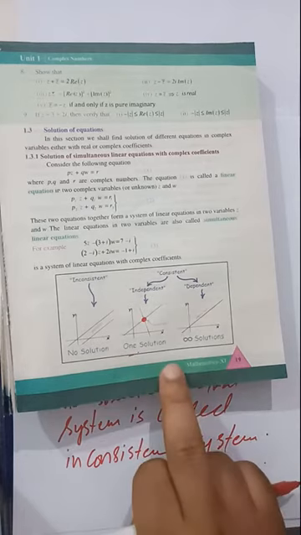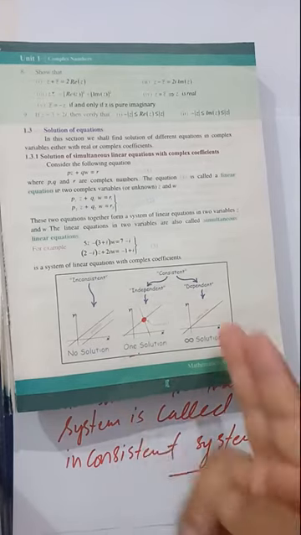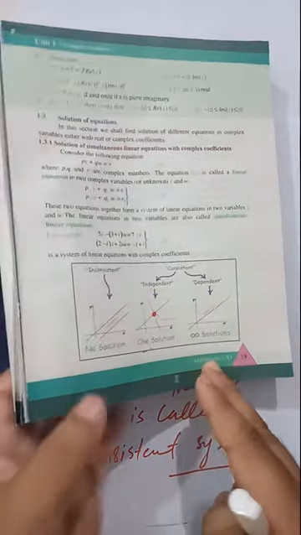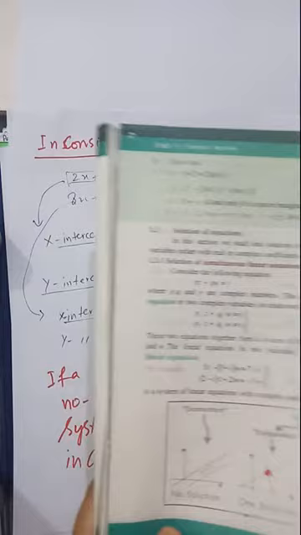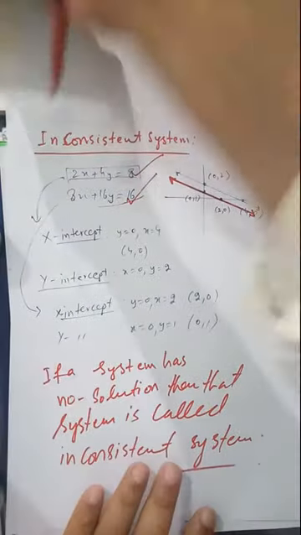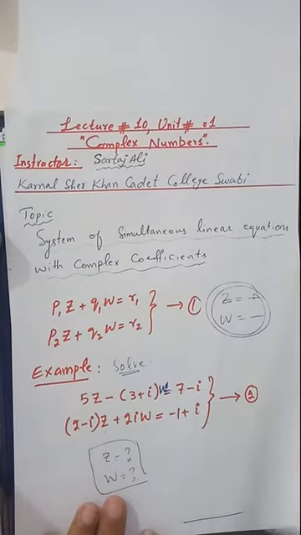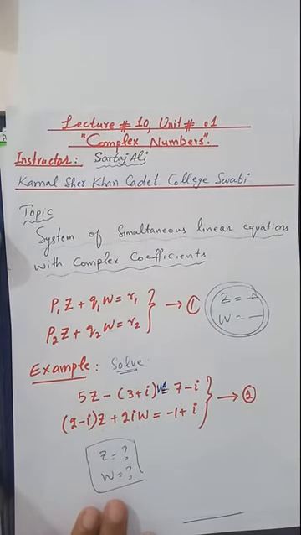So you see that this picture is just given in your book and there is no other explanation for this picture. So I explained this in detail, which is necessary for your conceptual study. So this is the consistent system and inconsistent system. Now switching towards the problem.